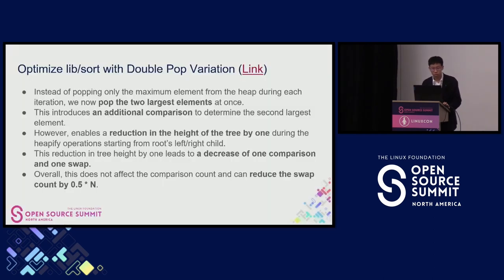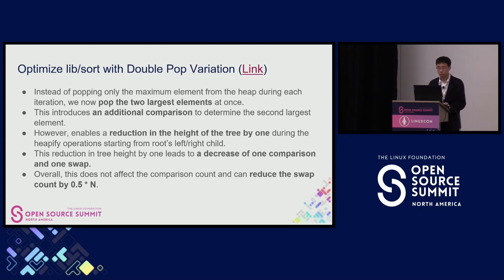And as for the double pop variation, instead of popping only one maximum element from the heap during each iteration, we could pop the two largest elements at once. To determine the second largest element in the heap, we need one additional comparison, because the second largest element will definitely be either the right child or the left child of the root node. So we need an extra comparison here.